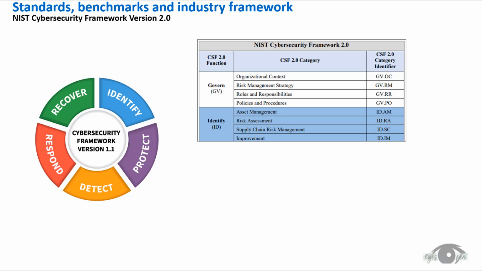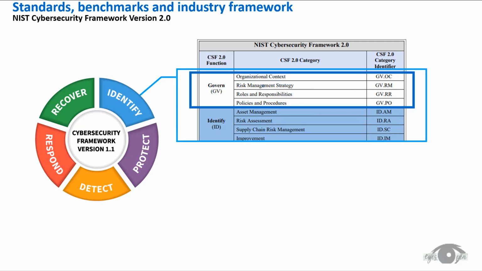First function is the function Govern, GV, which is about establishing and overseeing the organization's risk management strategy, expectations, and policy. The Govern function extracts the contents of the categories id.gv and id.rm present in the old version 1.1 of the NIST Cybersecurity Framework and makes them new categories. In this new Govern function, we find the following categories.